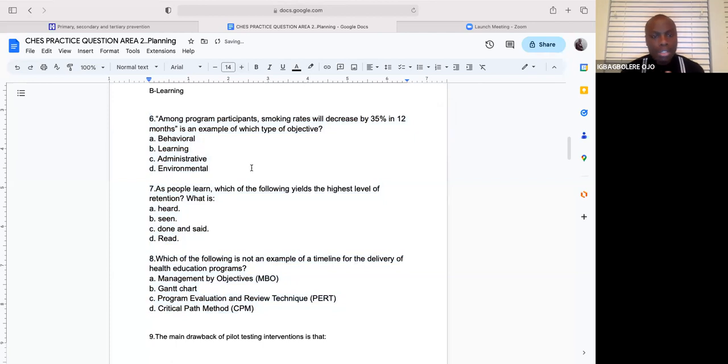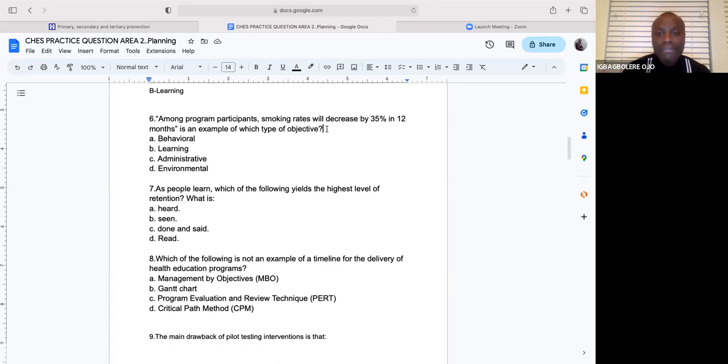All right, question 6. Among program participants, smoking rates will decrease by 35% in 12 months. It's an example of which type of objective? All right, so you are saying smoking rates will reduce among the participants. Now, what is smoking? I've always said to us, you need to find out what is the most important part of this question.